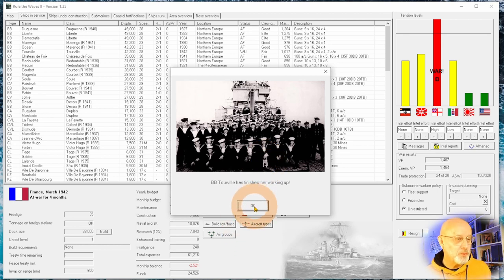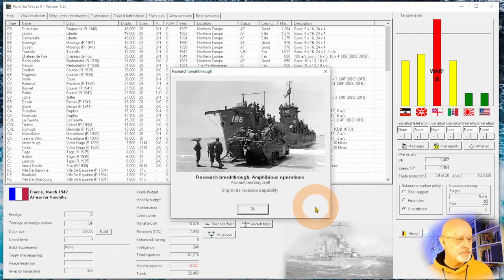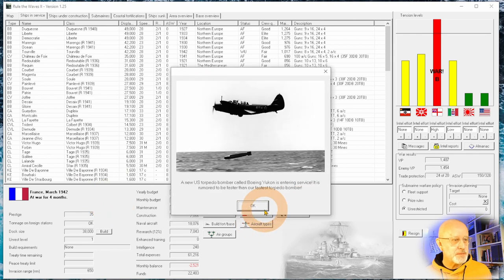The Tourville has finished working up. Welcome to the fleet, Tourville. So the army wants a slice of the resources. Given that I'm already -2,500, I'm going to say no to that. It's not often, in my experience, that diverting money to the army creates very much. Usually the battles are indecisive. Occasionally I've seen sort of 1,000 victory point victories by the army, but I can achieve that in a good thumping defeat at sea. And some amphibious, which unfortunately we're not going to get a lot of opportunity to deal with this time. Still, that's our sixth research breakthrough, and it's only just coming into April.